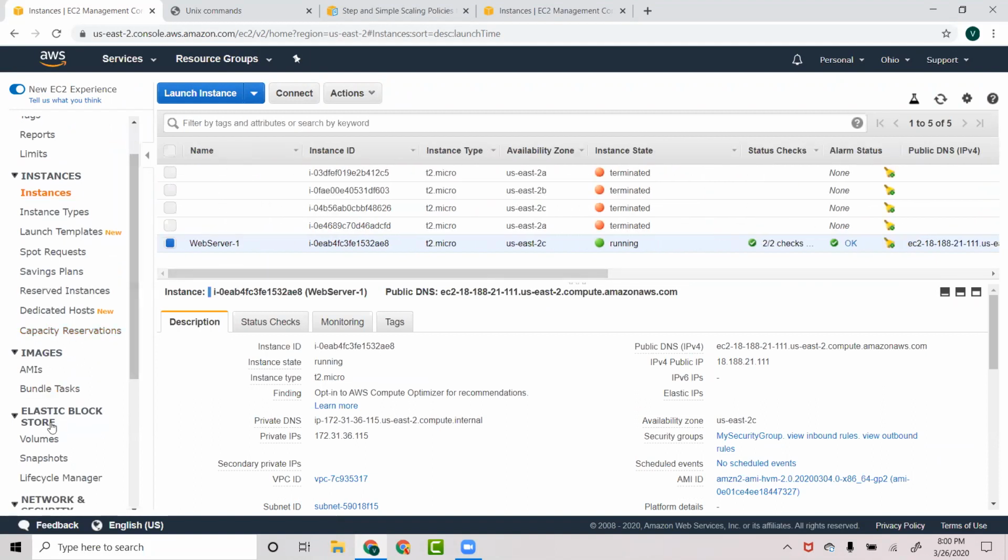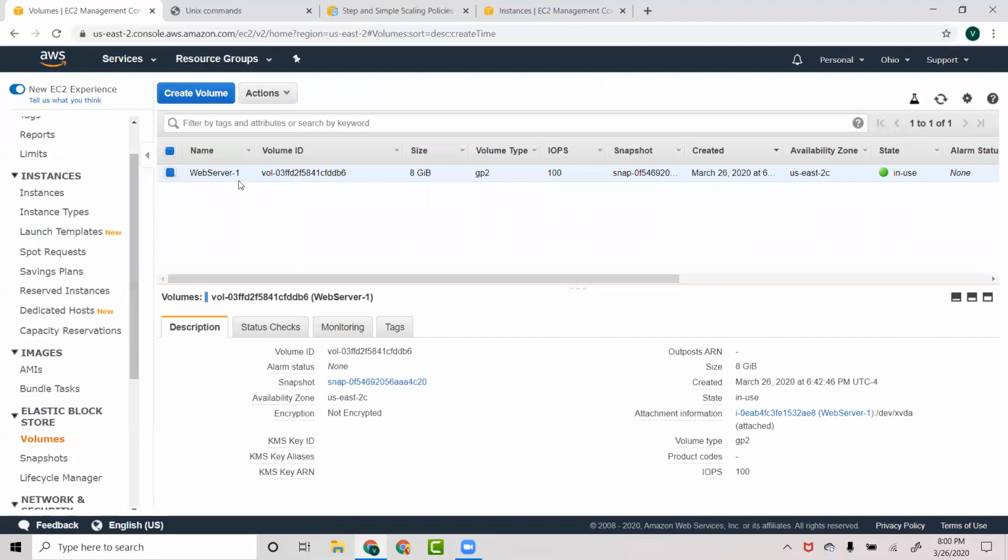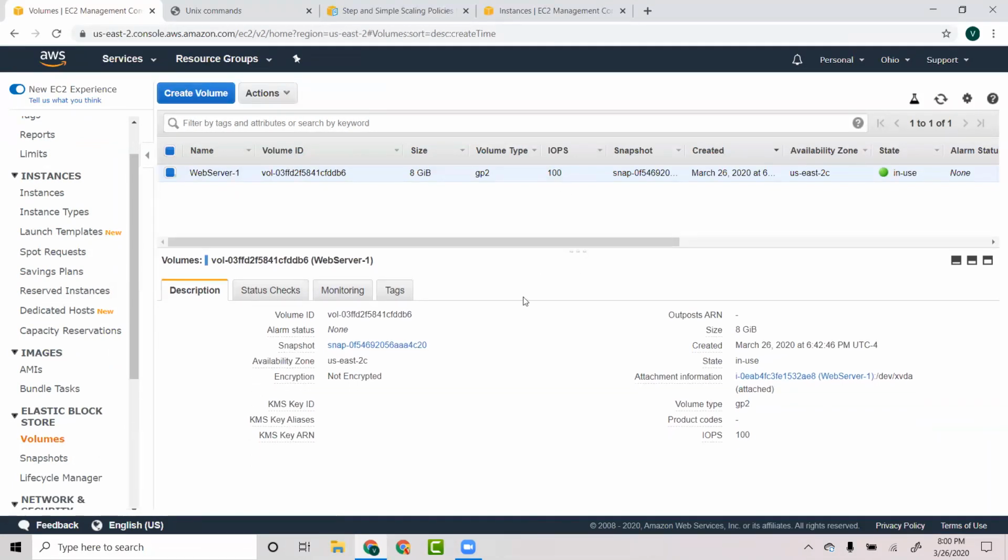So go take a look at this volume here. This is the volume that was created, web server 1, for my EC2 instance. It's 8 gig. The volume type is GP2, meaning it's general purpose. And IOPS is 100. Input output per second is 100. That's throughput essentially. And its availability zone is US East 2C.